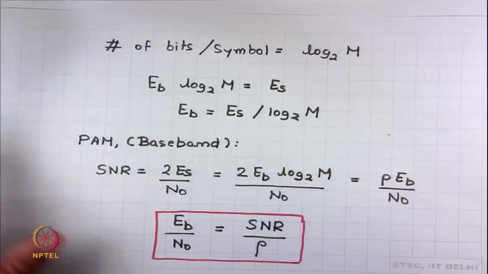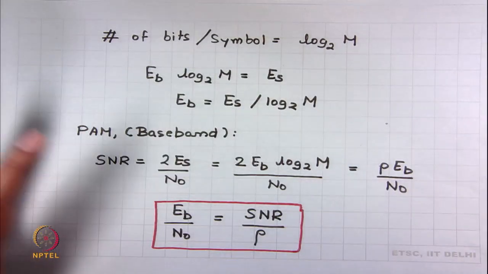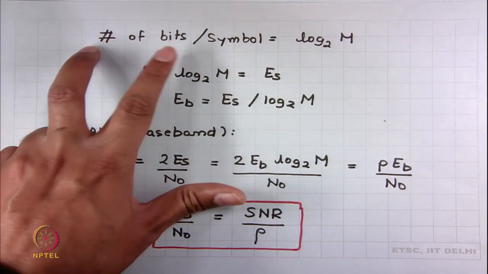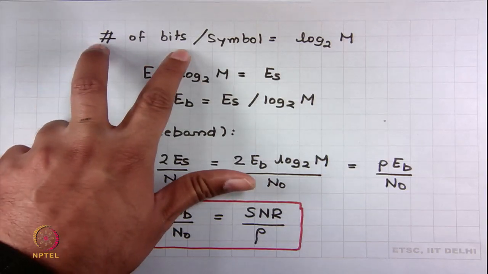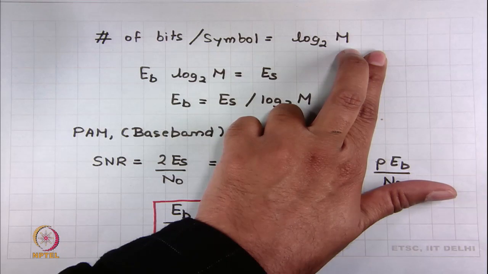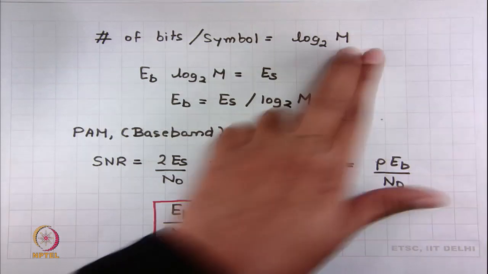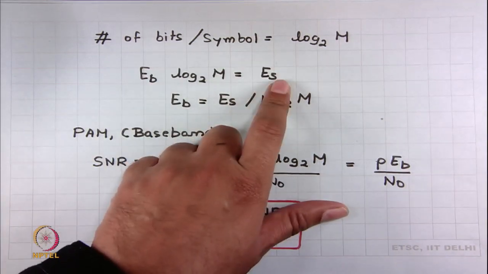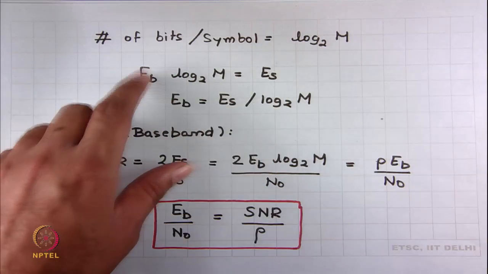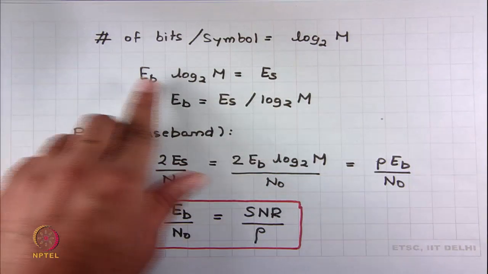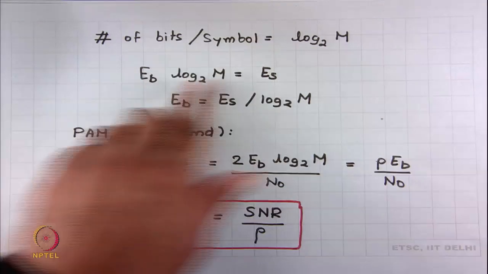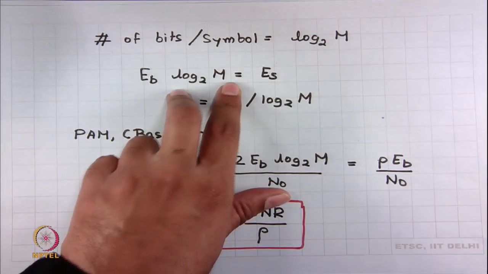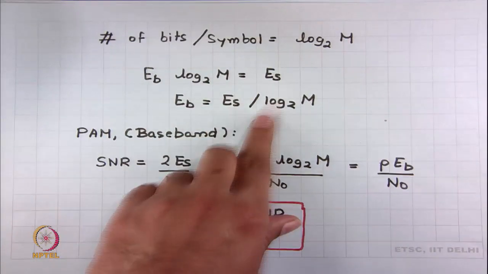Let us now see, can we have some other ways to talk about the signal to noise ratio. One way is, we know that the number of bits per symbol is log to m, and from this we get the energy per bit. If you are investing Es energy in a symbol, per bit energy would be obtained by dividing the total symbol energy by the number of bits, and the number of bits in a symbol is log to m. So bit energy is Es divided by log to m.